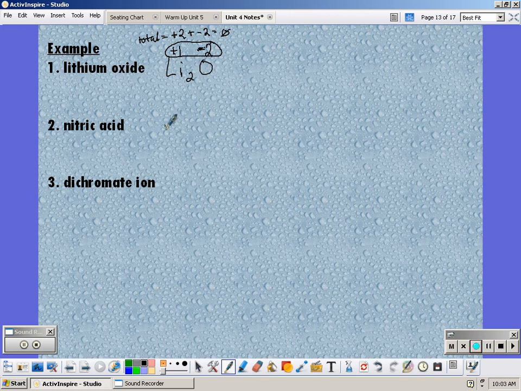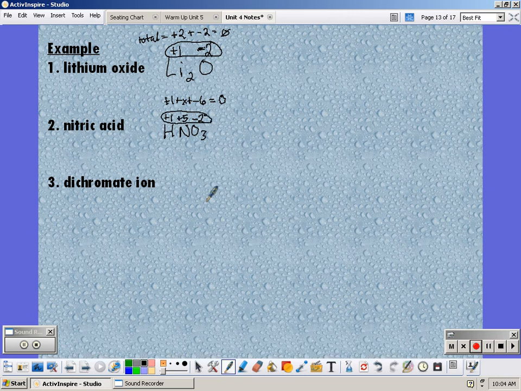Nitric acid is HNO3. Oxygen would be a -2. I have 3 of those, so that's a total of -6. Hydrogen is next to a nonmetal, so it's a +1, and I only have 1 of those. So if I add all that together, it would have to equal 0. That means my nitrogen has to have an oxidation number of +5. So these are my oxidation numbers.